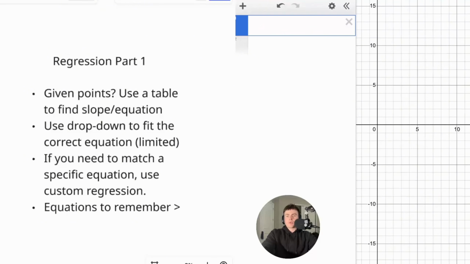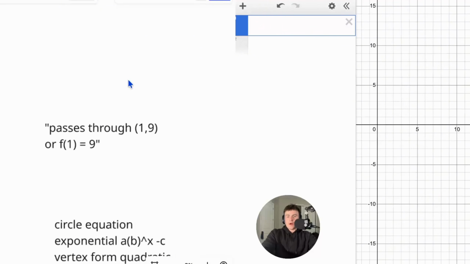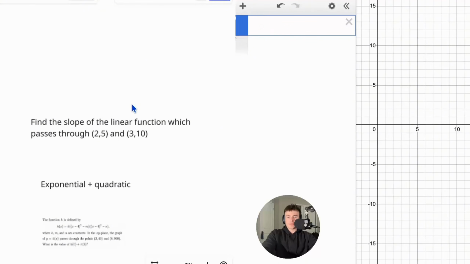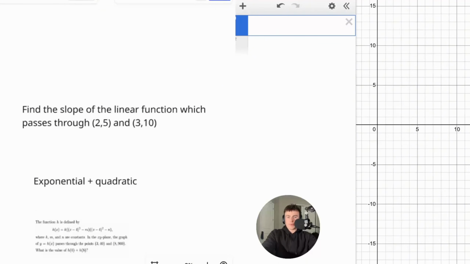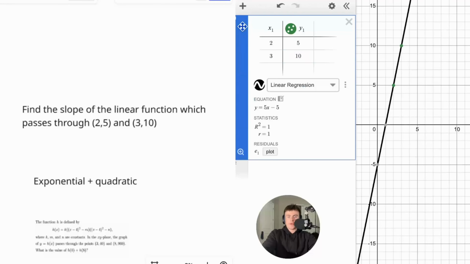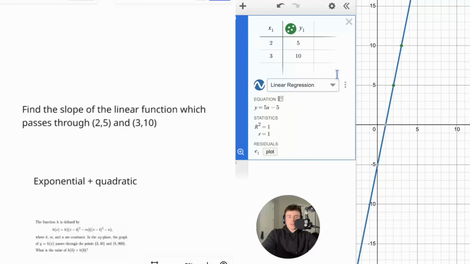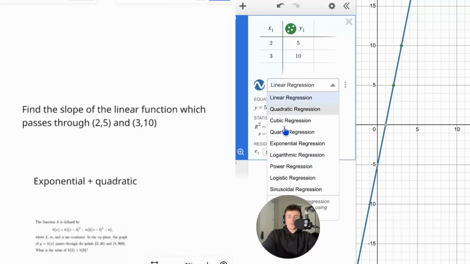So for example, let's say our question says we need to find the slope of the linear function which passes through 2, 5 and 3, 10. Well, you should just type in table and then type in these points and then you can find the equation. So you graph it, click this little button up here, by the way, add regression, click that, and now it'll graph it. What it does is it shows you a line between the points and also gives you the equation. Now, if perhaps you had a quadratic or an exponential, you can change this dropdown to fit those formats.